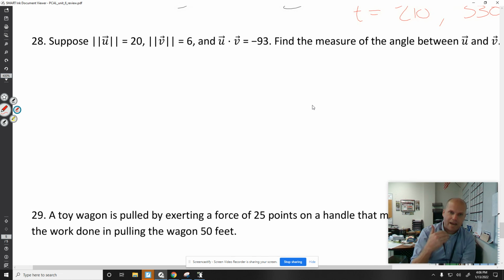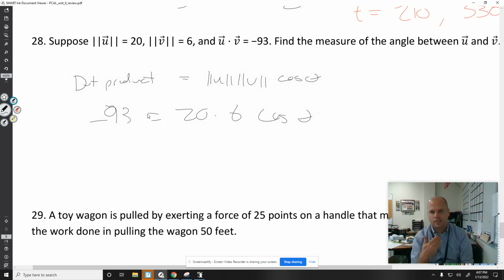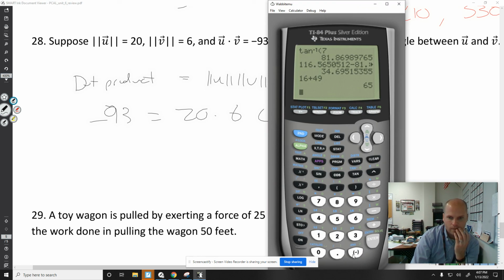If you're given magnitudes and dot products, can you find angles? Yeah, because you have the formula. The dot product equals magnitude, magnitude, cosine theta. The dot product's negative 93. The magnitudes are 20 and 6. This is what you would have to do anyways. Like, you won't get the formula. Negative 93 divided by 20 times 6.